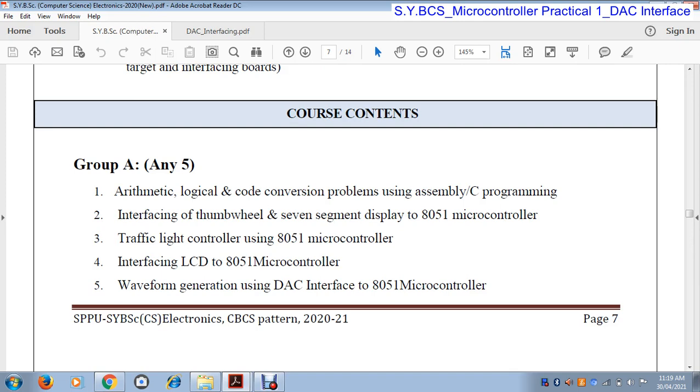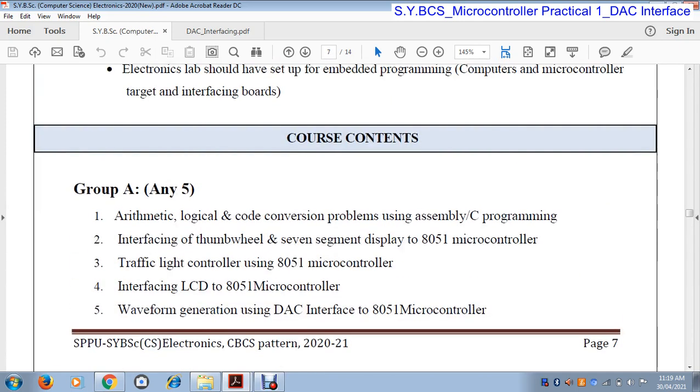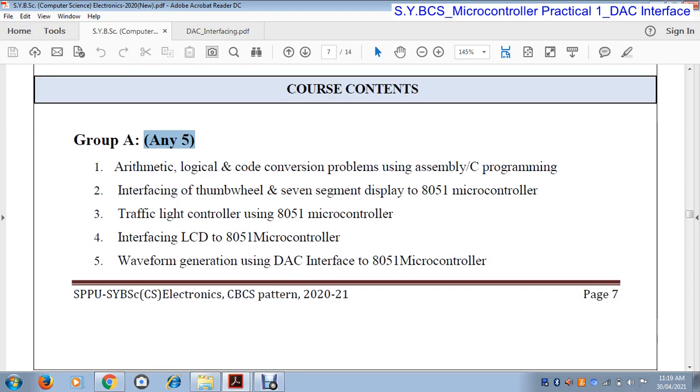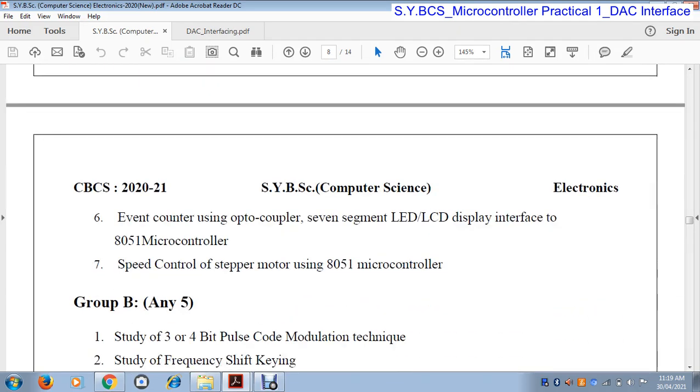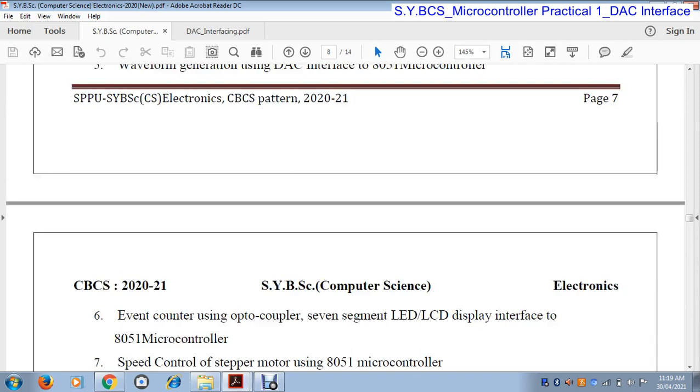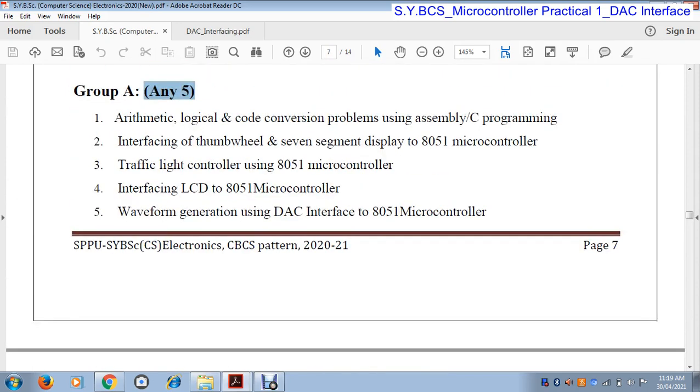In group A, there are seven practicals, and out of the seven we perform five. The first practical is arithmetic, logical, and code conversion, interfacing of thumb wheel and seven segment display to the 8051 microcontroller, traffic light controller using the 8051 microcontroller, LCD interfacing and DAC interfacing, event counter using optocoupler and 7 segment LED LCD display interface, and speed control of stepper motor. Out of these 7 practicals we perform only 5.